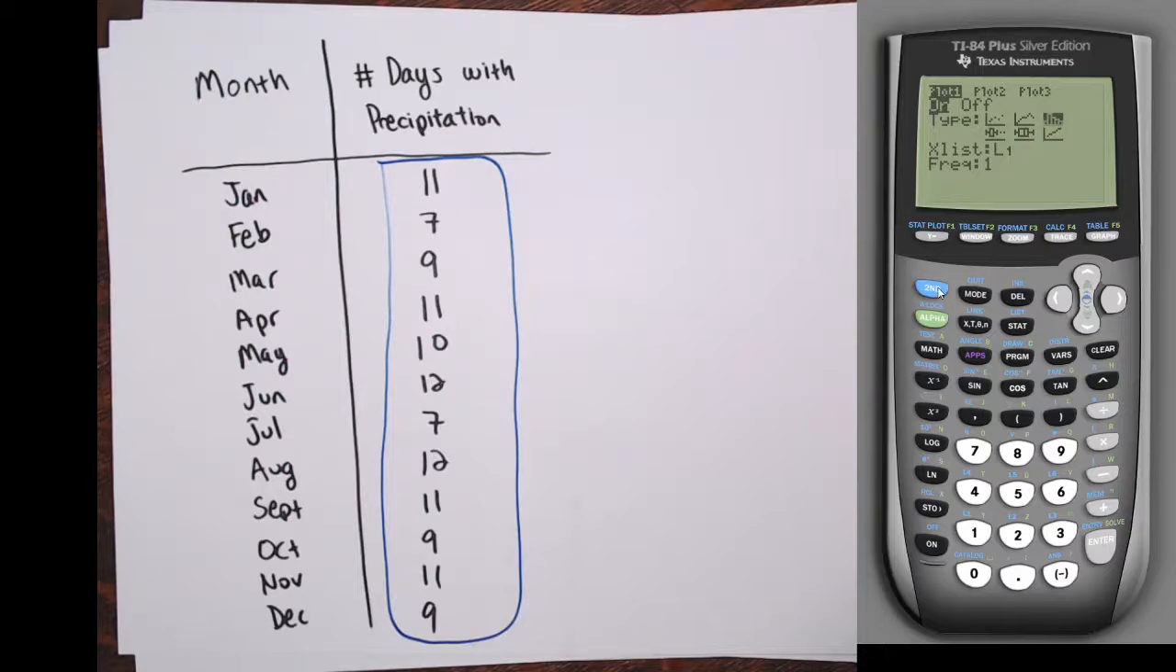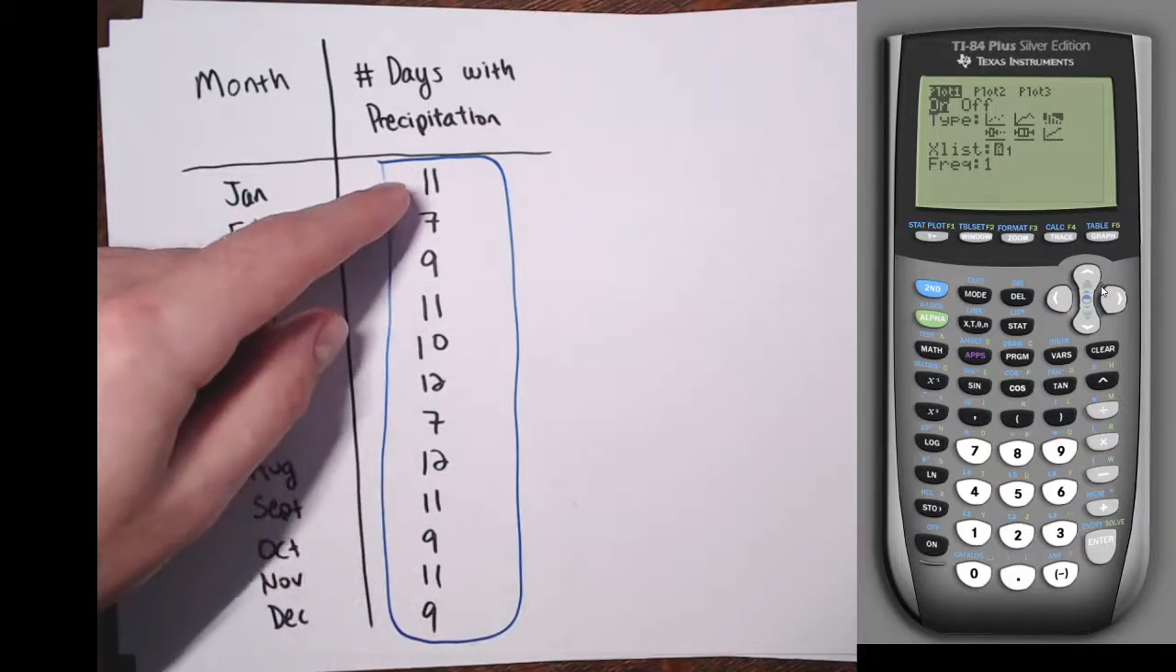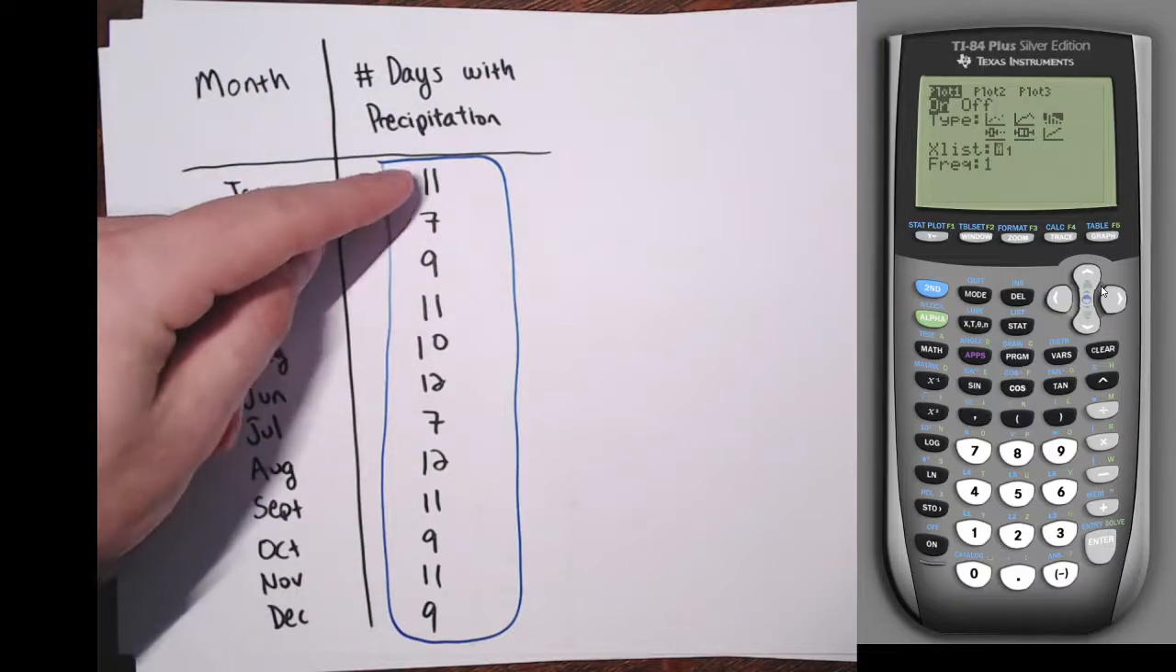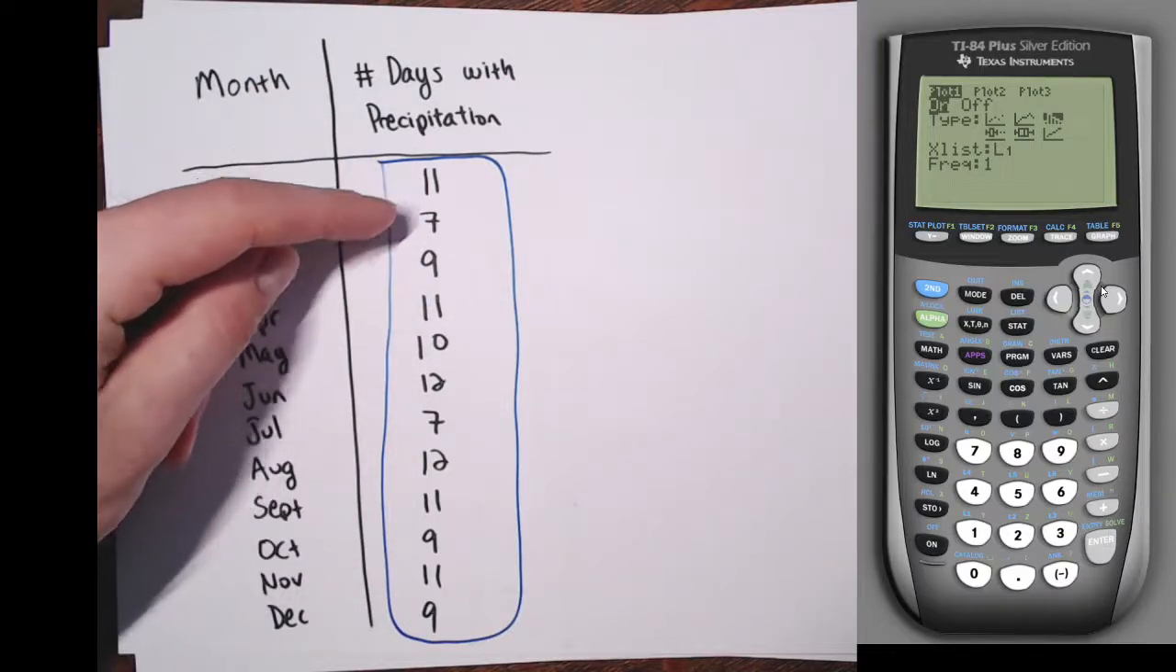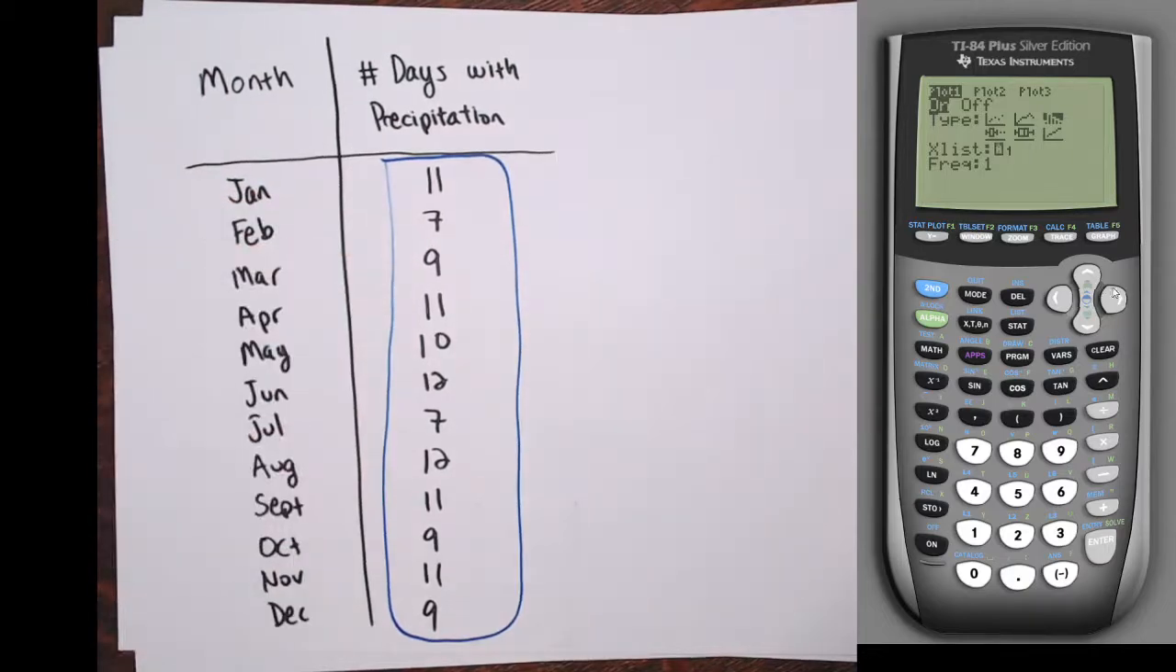If you want to enter L1, you hit Second, L1. Frequency list. Now, the frequency list, if there's no frequency, we'll see later. Right now, each of these numbers in my list is counted just one time. There's 11 counted once in the first row for January. February, 7 counted once. We'll see later how we count pieces of data more than once, but for right now, keep frequency as 1.